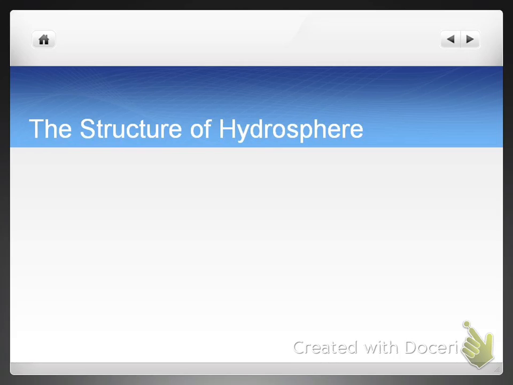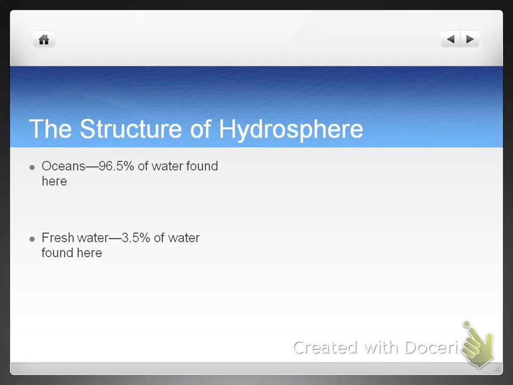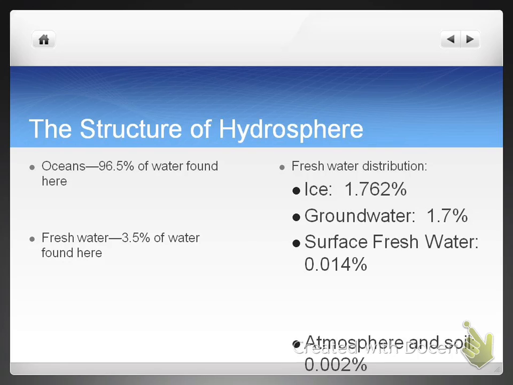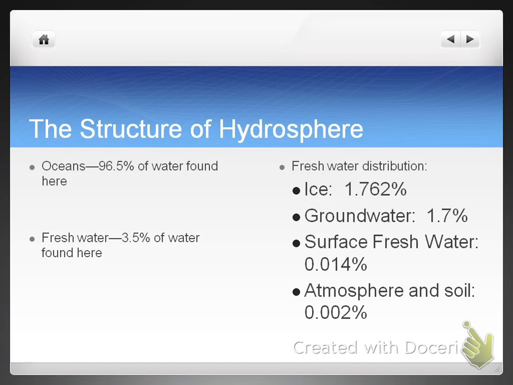So we're going to start by looking at the structure of the hydrosphere. And as we just said in our warm-up question, about 97% of the water found on the earth is in the ocean. And so that leaves a little over 3% of water to be fresh water. And then fresh water is broken down into ice, groundwater, surface fresh water, which includes all your rivers, lakes, and streams, water that is in the atmosphere, and water that is in the soil. So those are the different breakdowns.